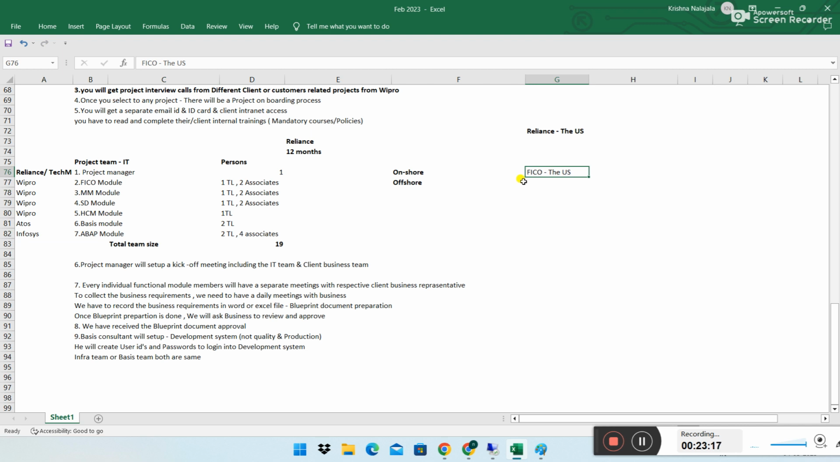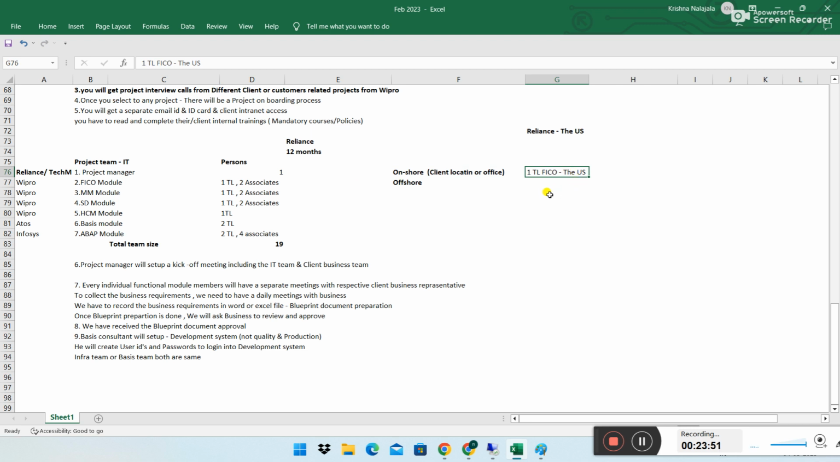Because he has to directly interact with the Reliance business people. If you meet a person directly, you will get the requirement very clearly, right? Yes or no? Yes, sir. So this guy went to the US, to the client location. Onshore, in a sense, client location, be it in India or outside India. So you call it client location or office. This guy is in the US.